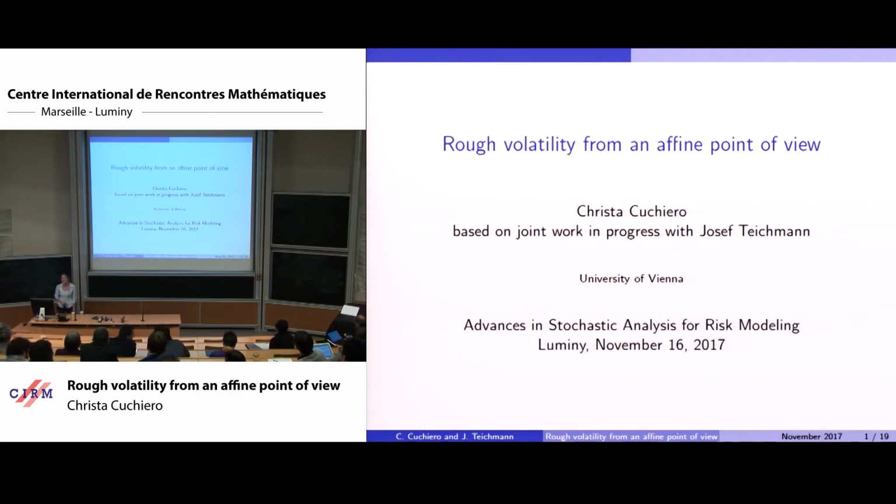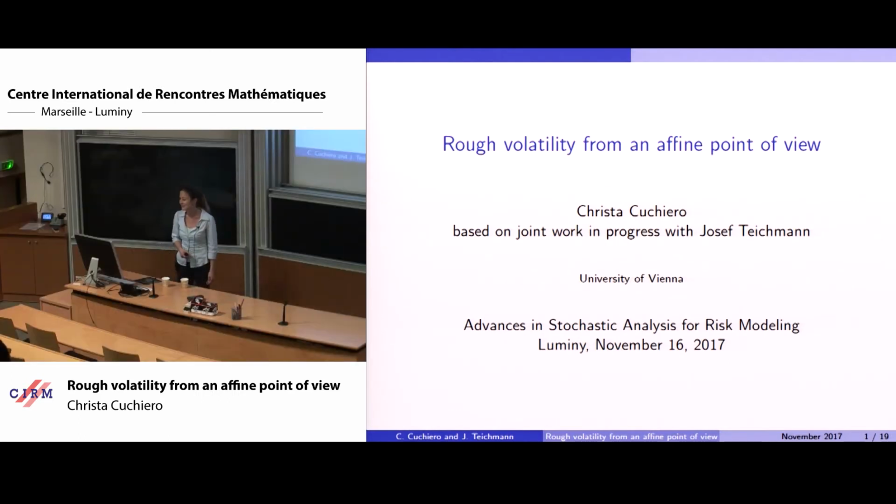So my topic is again in the spirit of rough volatility modeling, but from a little bit different point of view, also affine, and of course very much inspired by the work of Mathieu and co-authors, and also by the work on affine Volterra processes by Martin and Sergio and Eduardo.